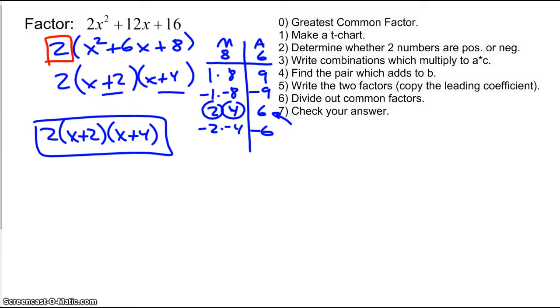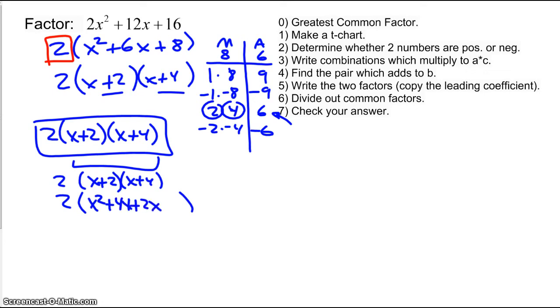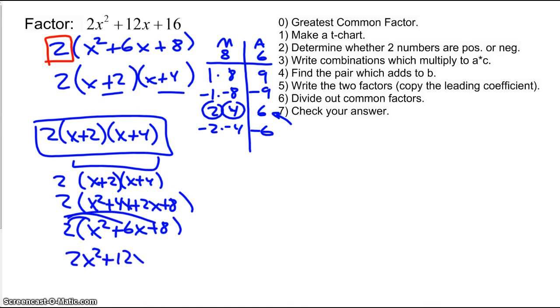If we wanted to check it, we should probably do this part first. Let's multiply those two things together, and then we'll multiply the result by the 2. So I'm going to turn it back into a big expression here. X times x is x squared. X times 4 is 4x, plus 2x plus 8, combining like terms, x squared plus 6x plus 8. And then when I distribute the 2, I'll have 2x squared plus 12x plus 16, and that is the original expression, which means this is fully factored.